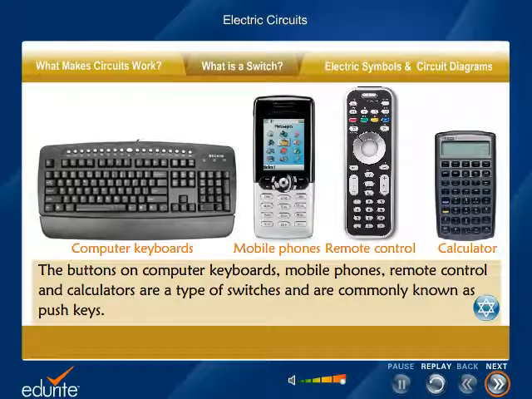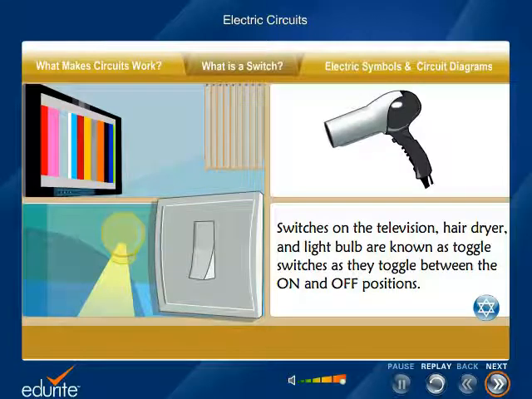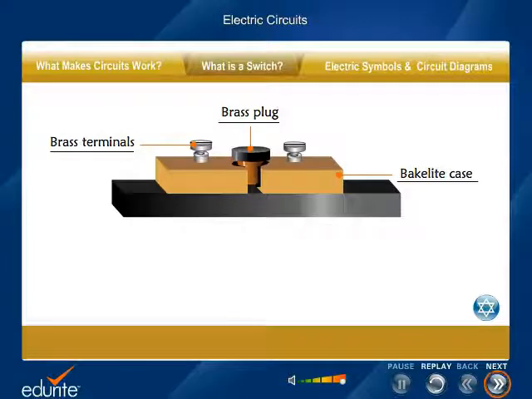The buttons on computer keyboards, mobile phones, remote control, and calculators are a type of switches and are commonly known as push keys. Switches on the television, hairdryer, and light bulb are known as toggle switches as they toggle between the on and off positions. When we perform experiments in laboratories, for convenience we use plug type key or switch. Here is a diagram of the plug type key.